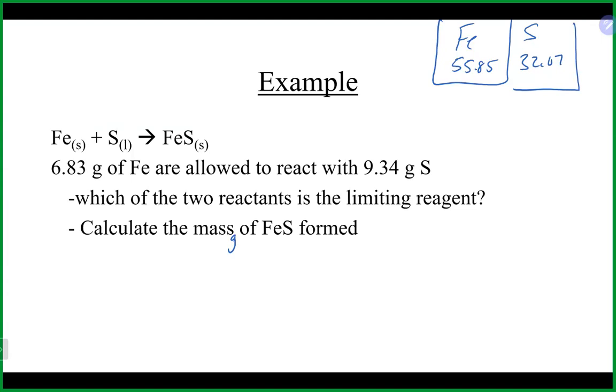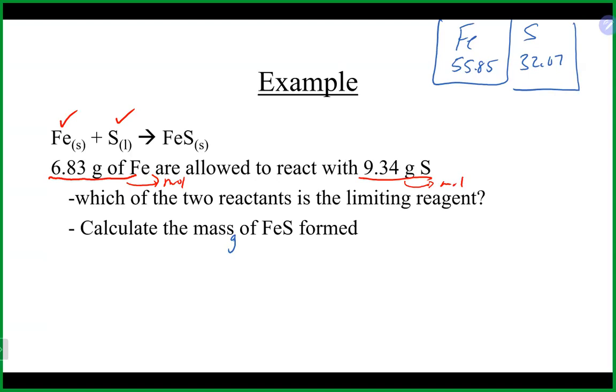Okay, so let's take a look, and a couple of things here. Obviously, all problems will not say which one's the limiting reagent and stuff like that. Once again, we can identify that this is a limiting reagent problem because they gave me 6.83 grams of iron, which means I definitely could get that into moles. And they gave me 9.34 grams of sulfur, which means I could get that into moles. Both reactants in this case, you could get to moles based on what they gave you. So that is definitely how you know at some point you need to figure out the limiting reagent.